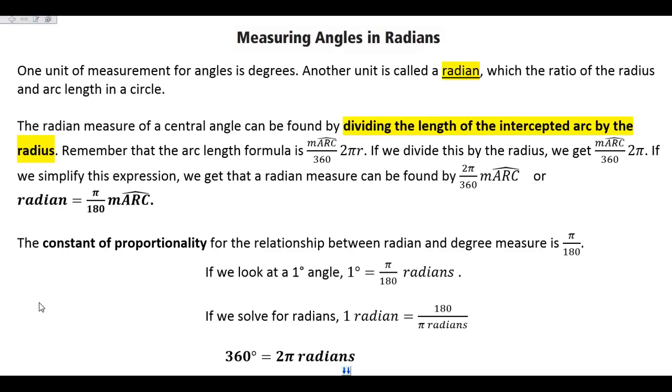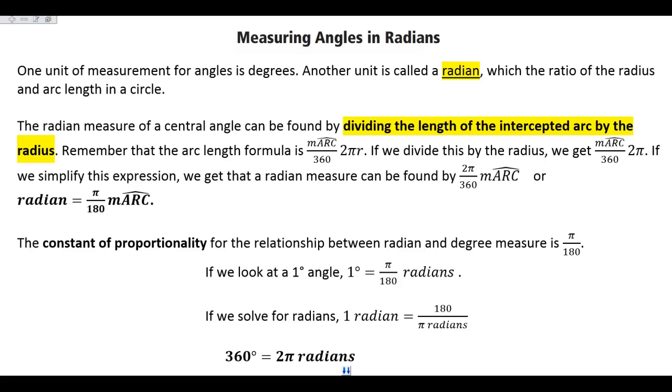Hey everyone, today we are looking at measuring angles in radians. The first thing I want to explain is that when we're looking at length, say I wanted to measure the distance between 2 points, I can do that in inches or centimeters or miles or meters, whatever unit of measure we would like to use. The same thing is true for angle measures.